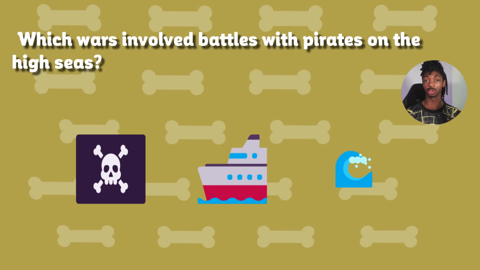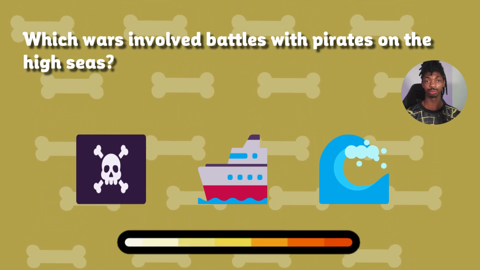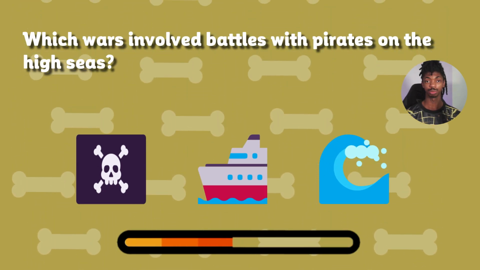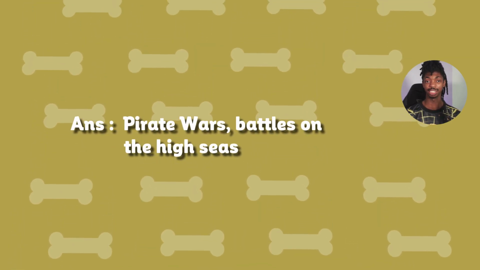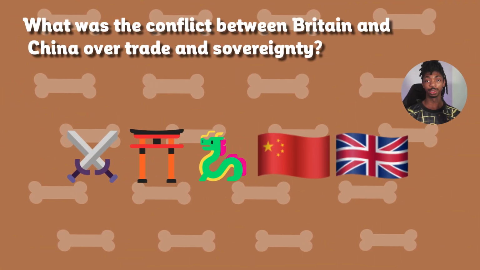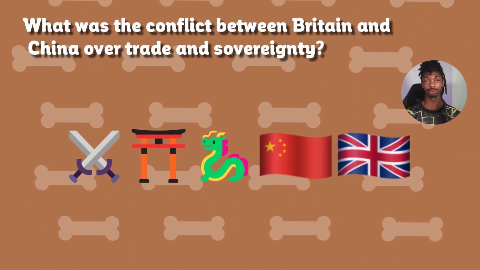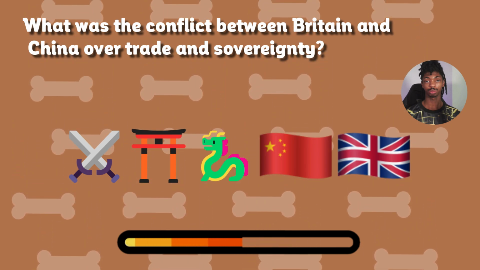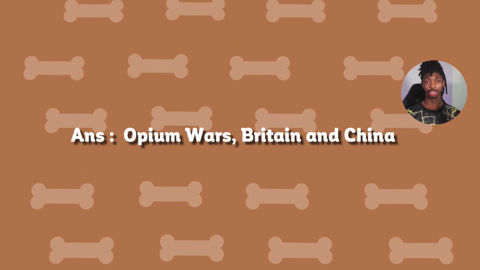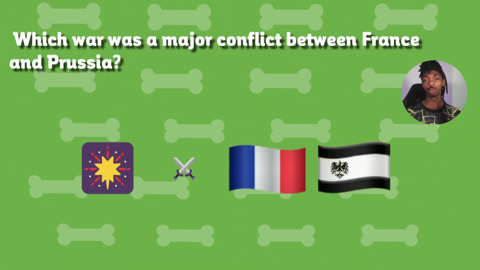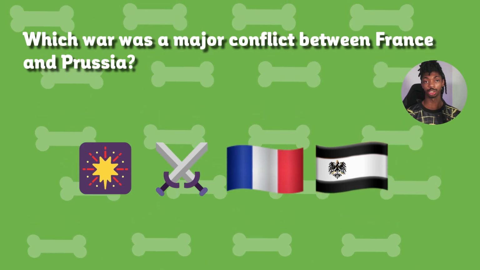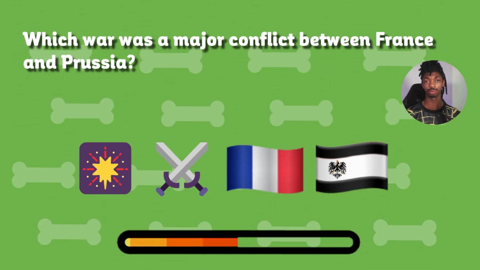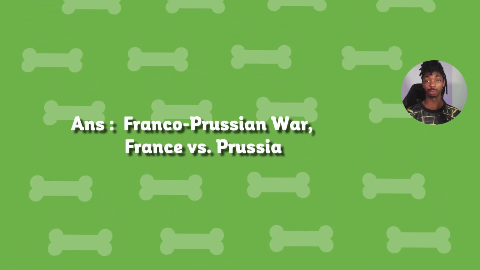Which wars involve battles with pirates on the high seas? Pirate Wars. Battles on the high seas. What was the conflict between Britain and China over trade and sovereignty? Opium Wars. Britain and China. Which war was a major conflict between France and Prussia? Franco-Prussian War. France versus Prussia.